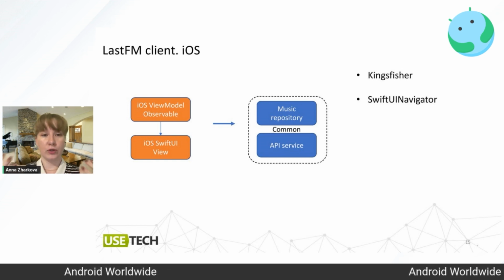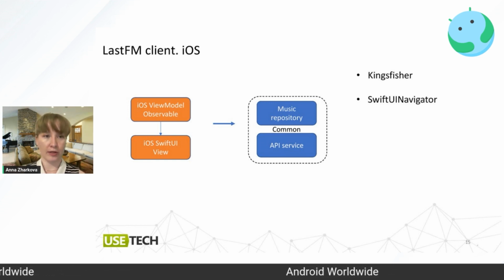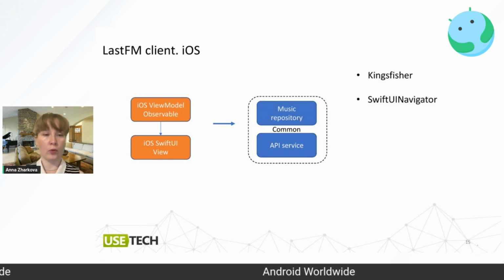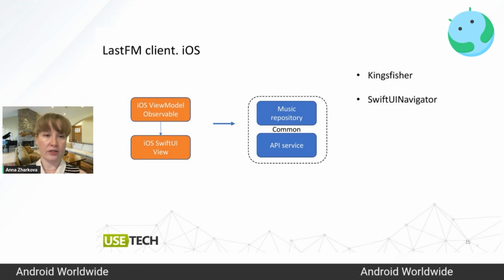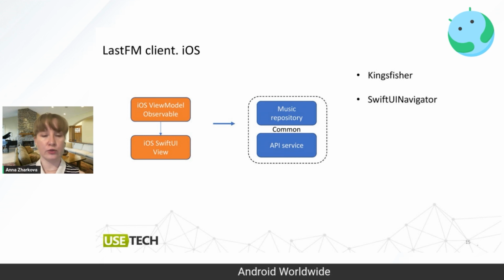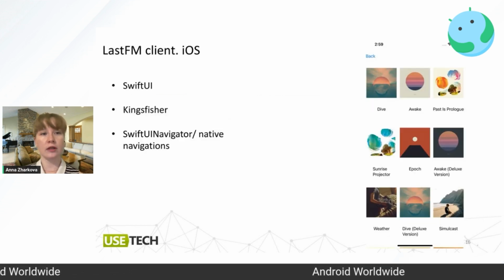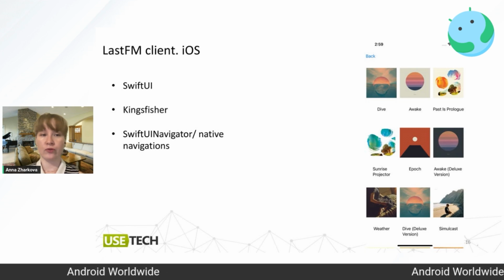If we use our common logic for both iOS and Android, we need to provide solutions only for the iOS native application. So the iOS native application will contain different view models and views. So it will be a SwiftUI solution, and for this solution we need to provide libraries for images. In my case it's Kingfisher, and for navigation I use SwiftUI Navigator, my own solution, but it could also use native navigation. And of course mainly we use SwiftUI solutions to provide most of our logic.